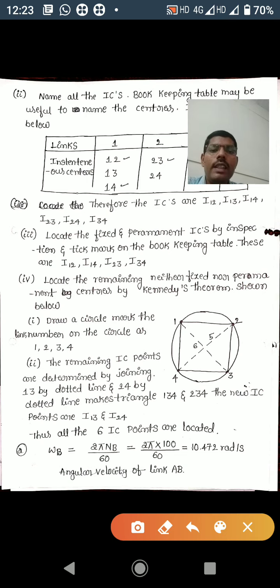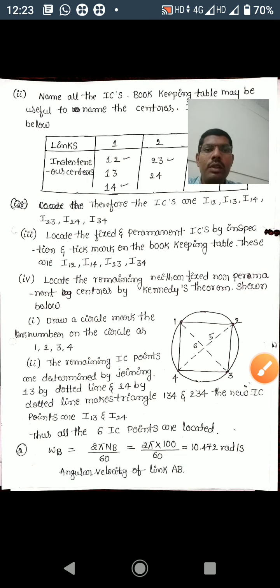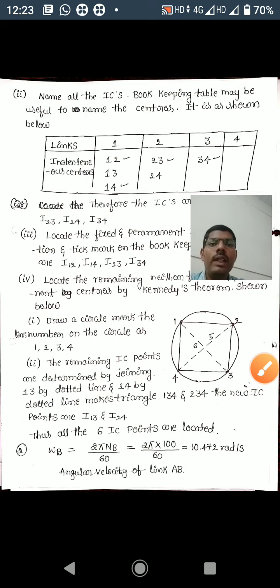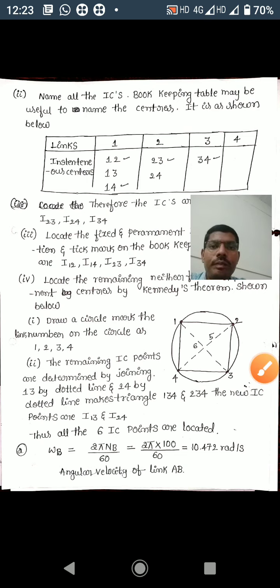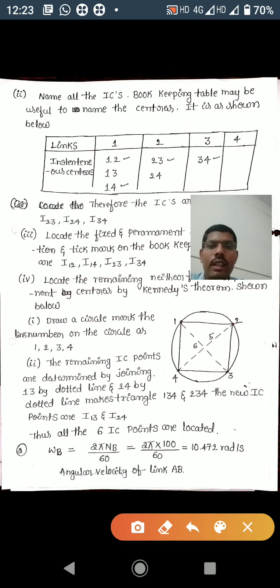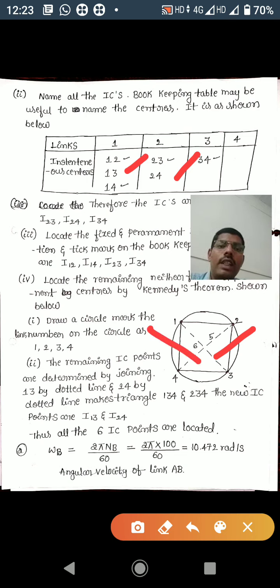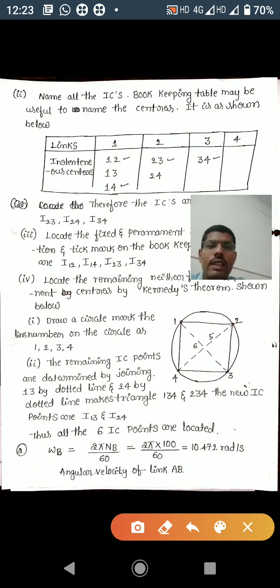The remaining ICs can be obtained by the dotted line 1-3 and the dotted line 2-4. I have told you in the bookkeeping table, so 2-4 is already there. You have to locate one more, that is 1-3. Look here, 1-3 is there, 2-4 is there. So 1-3 is one dotted line, 2-4 is another dotted line. Understand? Okay.